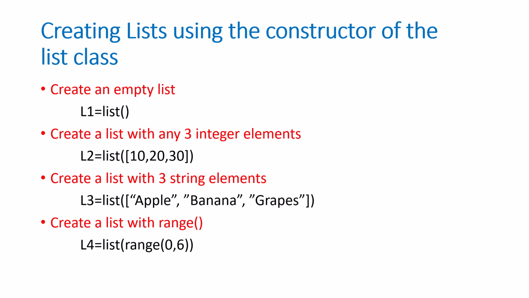The second one is creating a list with three integer elements. So L2 equal to list of, within the square brackets we specify the three values 10, 20, 30. And the next example is creating a list with three string elements. So L3 equal to list of, within the square brackets we can have the strings apple, banana, grapes.